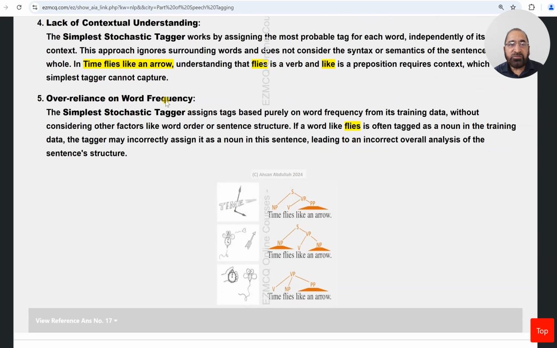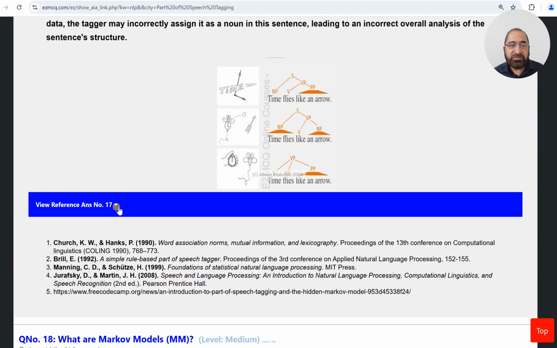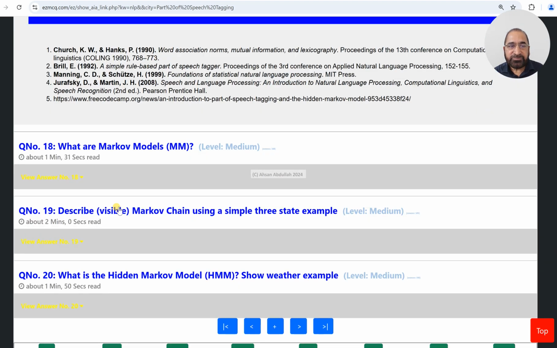Over reliance on word frequency is going to create problems if we just rely on the frequency of the words. So this is one possible tagging, this is another possible tagging, and this is another possible tagging. As you can see, the statement is the same, but the tagging is different. In this example, time is a noun. In this example, time is also a noun, and over here, time is a verb. It's very different here. If you're interested to know more about it, there are the references.